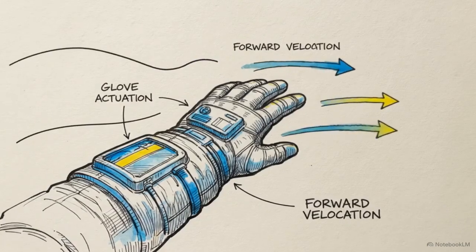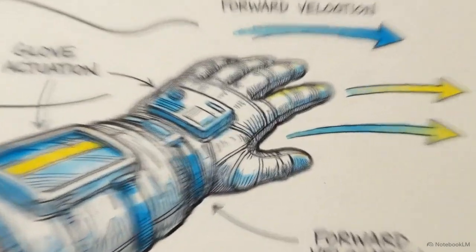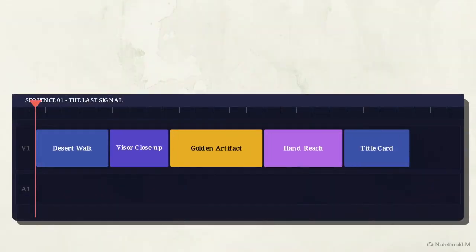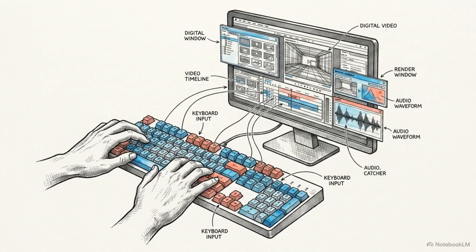You are looking at the final seconds of a sci-fi short film called The Last Signal. Over the next 6 minutes, we are going to build this exact cinematic sequence from scratch, and we will do it without touching a single traditional camera.